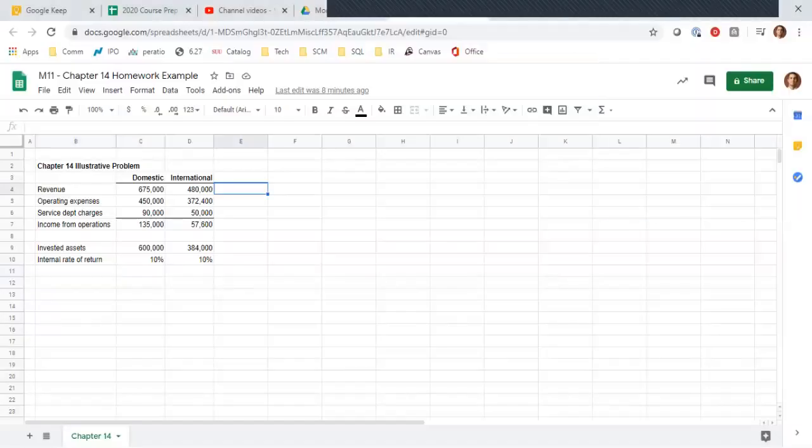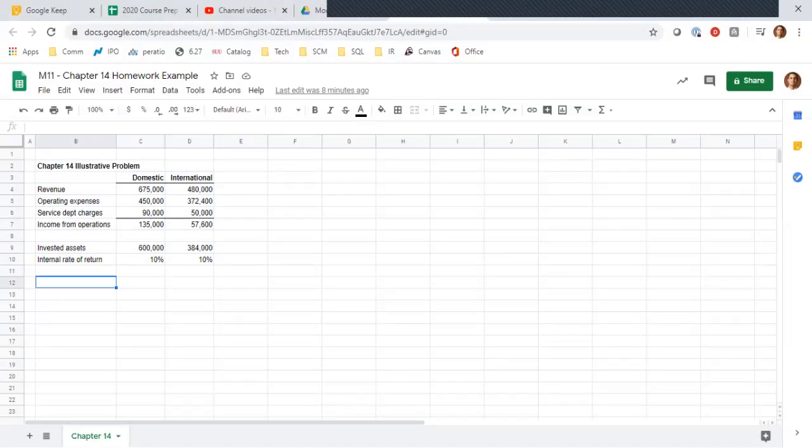Okay, so for chapter 14, we're going to walk through the illustrative problem to help you with your homework. I have cheated a little bit and entered in the data that we are going to use for the problem. And instead of putting the data in, I just created our income statement directly from the data. Okay, so number one is already done. We have our income statements.